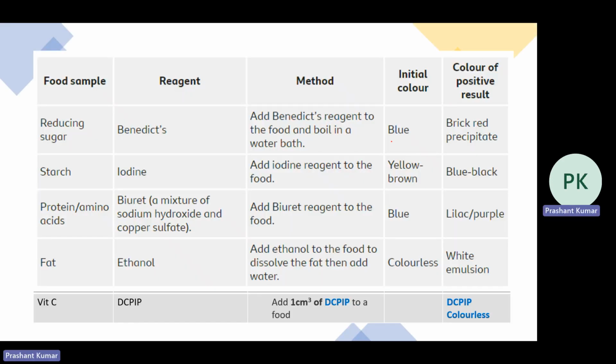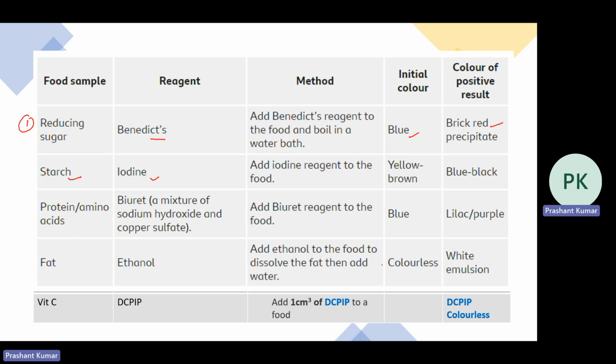This is a recap of what we have done so far. First we checked the reducing sugar test by using Benedict solution. The initial color of the food sample was blue. Later on it becomes brick red. For starch, we use iodine solution. Initial color was yellow-brown. It becomes blue-black. For protein, we take biuret reagent. The sample was blue initially. Later on it becomes lilac and purple.